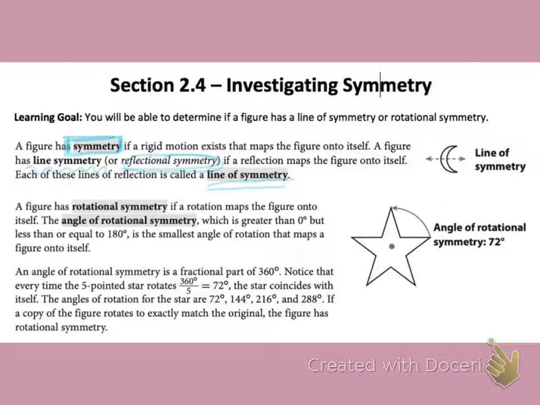And a figure has rotational symmetry if a rotation maps the figure onto itself. The angle of rotational symmetry, which is greater than 0 but less than or equal to 180 degrees, is the smallest angle of rotation that maps a figure onto itself. So let's look at these two kinds of symmetry. Up here in this first drawing, we've got what looks like a crescent moon, and you can see the line of symmetry is drawn in right here.